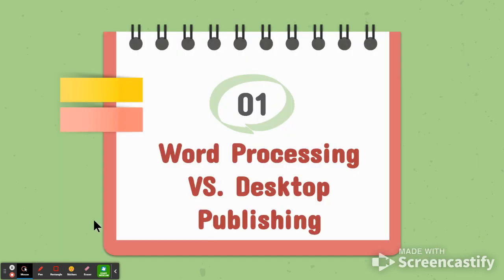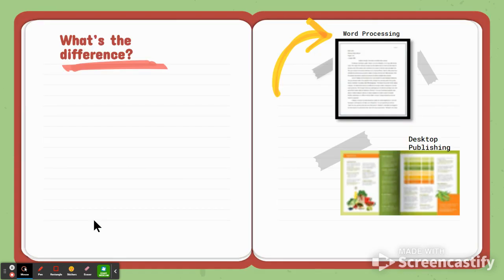So what is word processing and what is desktop publishing? What's the difference? Look at these two documents. What do you notice between these two documents? Okay, so you might be saying, word processing just looks like words. And then desktop publishing, notice there's some color and there's also pictures.